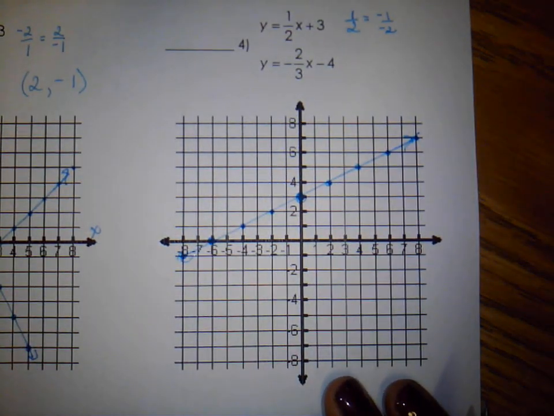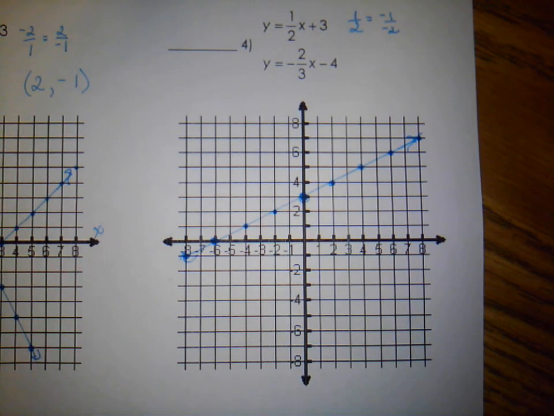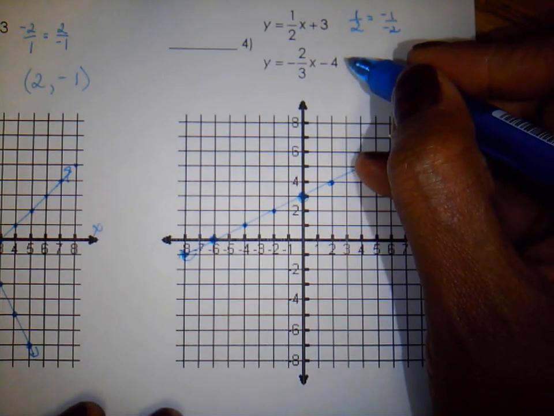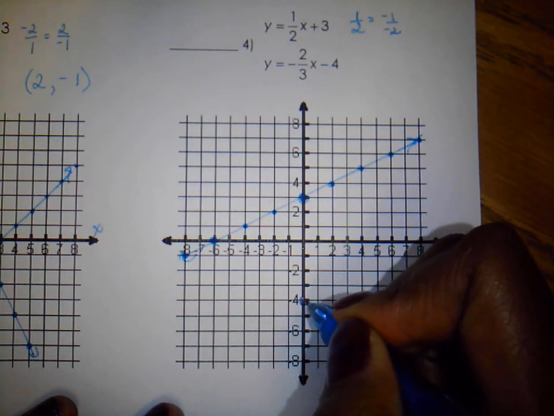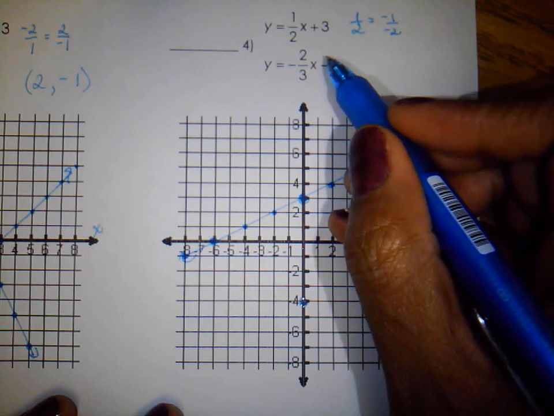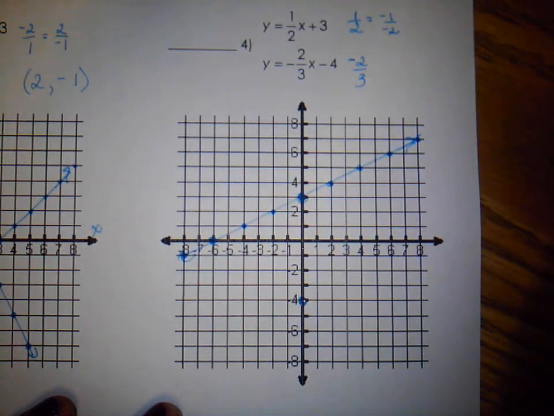All right, so far so good? Yeah. All right, so now I'm going to plot my second equation. Ladies, everything okay? Y'all good? Any questions so far? No. All right, so now my y-intercept on my second equation is negative 4. And my slope, young people, is negative 2 over 3.